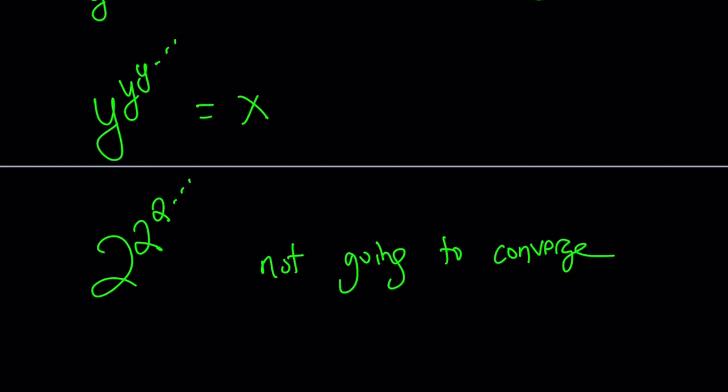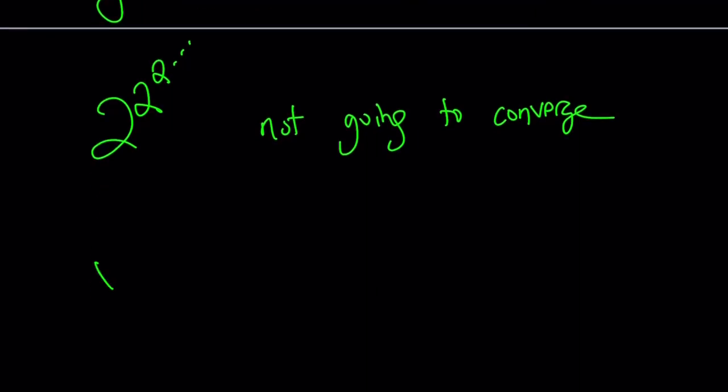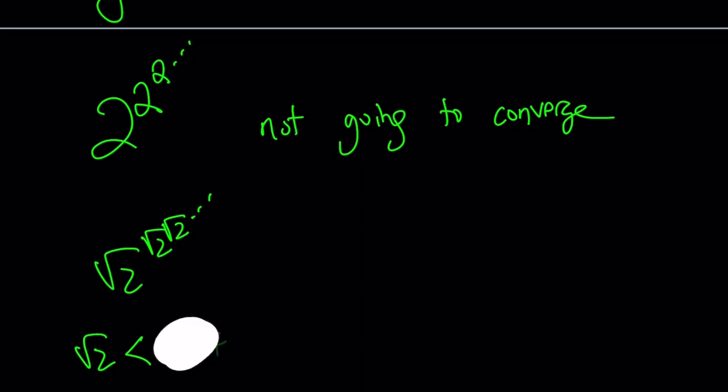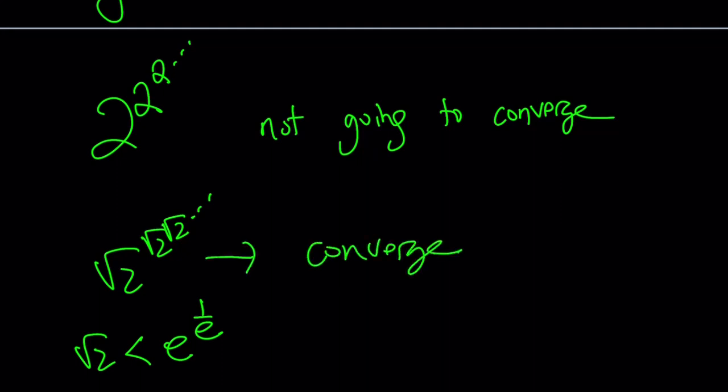Make sense? Okay. But if you have square root of 2 to the power square root of 2 and then square root of 2, and I believe I made a video, I'll share this right here if I did. This converges because square root of 2 is less than 1.44. Or, to be more exact, this number is less than e to the power 1 over e. Therefore, this is going to converge. Great. So, what does this tell us?